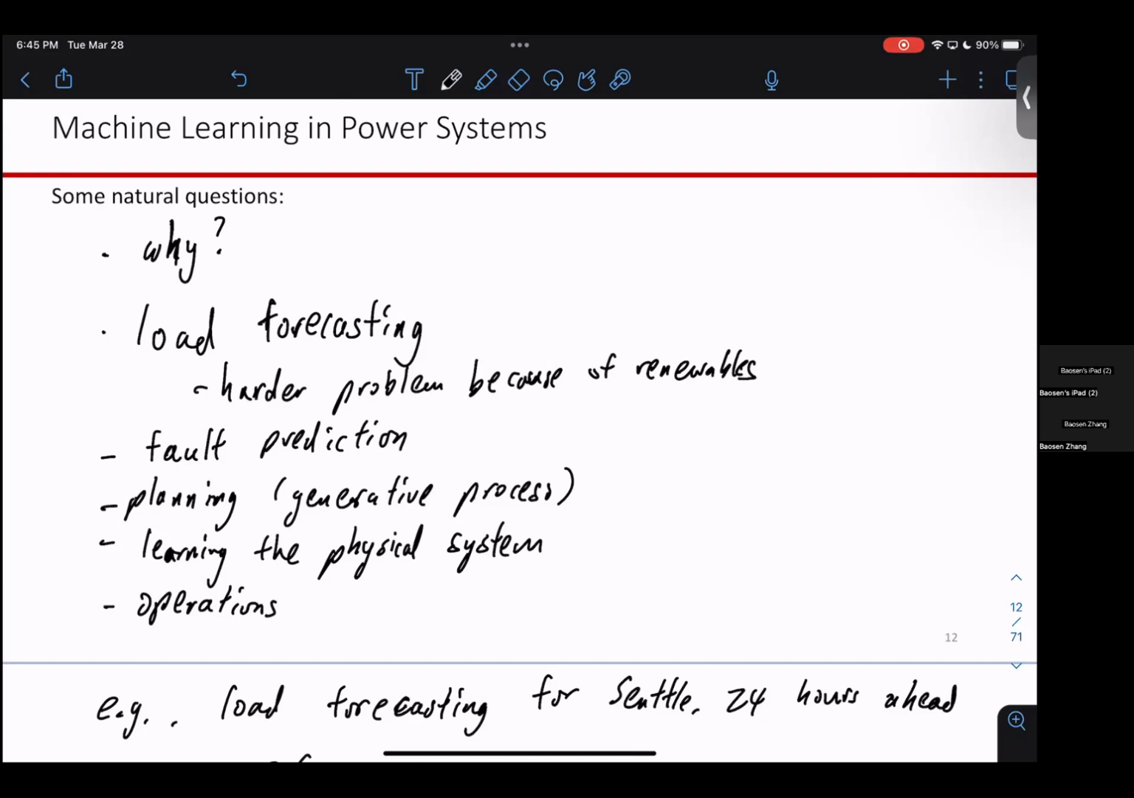So we'll start from load forecasting, which is essentially forecasting what happens in nature. Then progressively we'll go through more and more specific power systems and get to the operation of the system. So this is roughly our plan for the class. Any questions on this? Any other topics here?